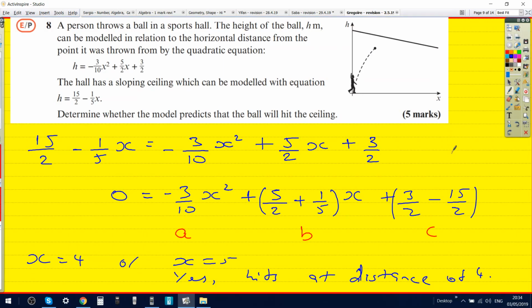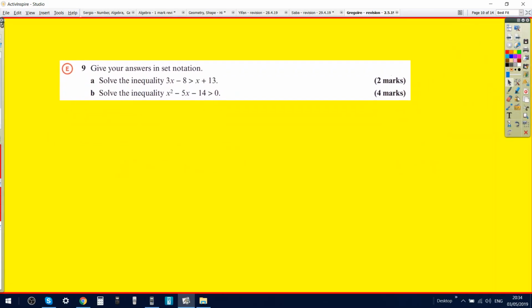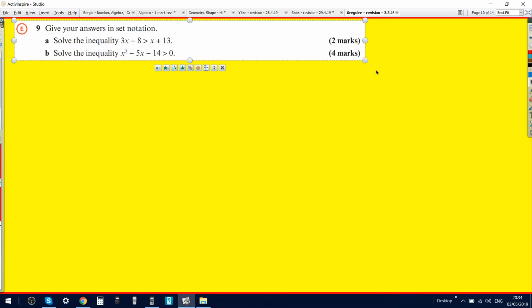So they kind of didn't say exactly if, it's just determine if it hits it or not. Obviously, if you just wrote down yes, you'd get 0 marks. So I'm just wondering what they're looking for. I think if you just said x equals 4 or x equals 5, therefore, yes, it hits it, I think that would be enough. Okay. Yeah, something like that. Especially if you said it's going to hit at a 4, then they definitely know it.